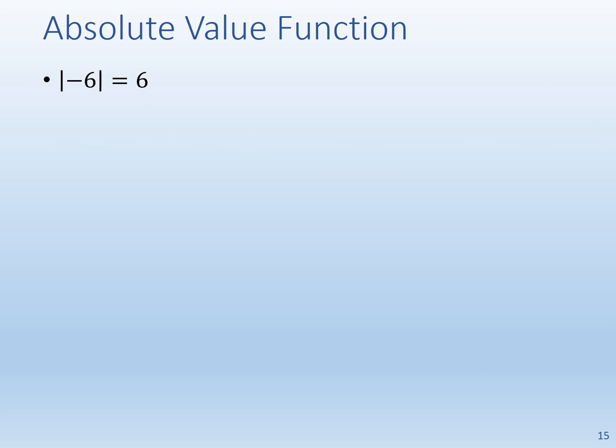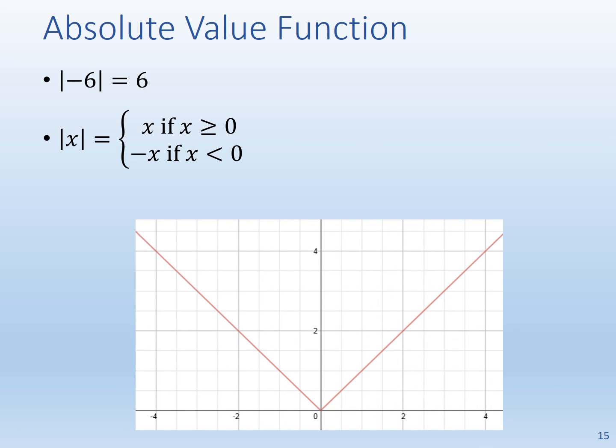The absolute value function always returns a positive answer. The absolute value of -6 is 6. So we can see that the absolute value of x will always be x itself if x is positive, whereas it'll be the negative of x when x is negative, so that it returns a positive value. Here's the graph of the absolute value function. So you'll notice that y is always positive. When x is 2, for example, the absolute value is 2. When x is -2, its absolute value is also positive 2.